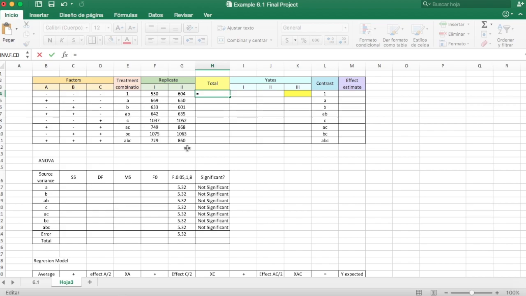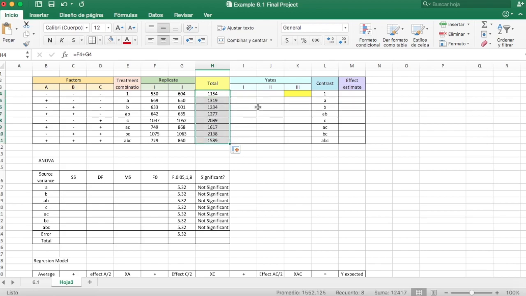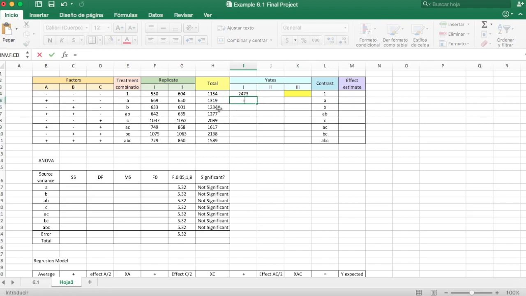Here is the total. You need to add the total of the replicates. So it's simply the answer of replicate number 1 plus the answer of replicate number 2. And we scroll down. Then we're going to do Yates algorithm 3 times. This is because we have 3 factors.